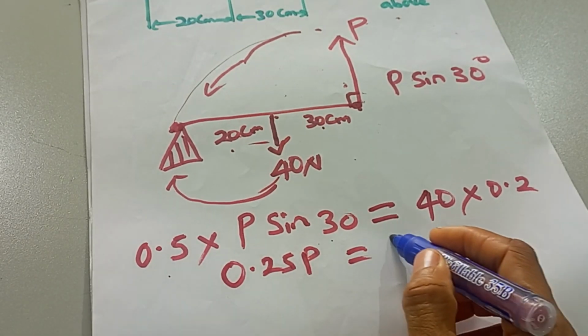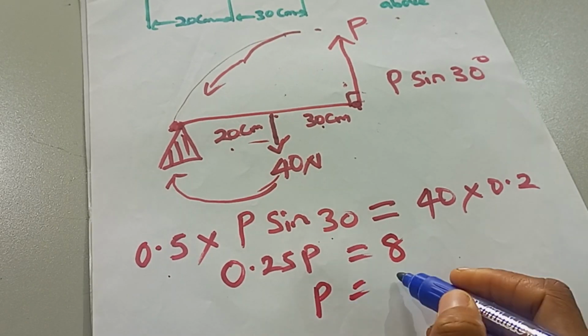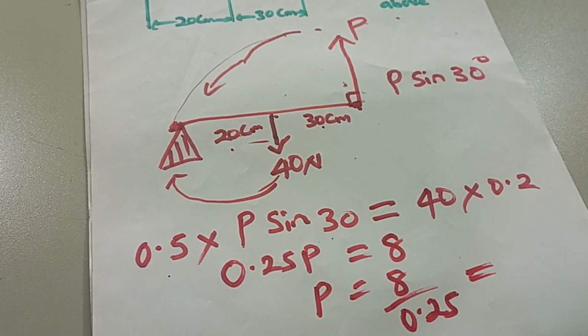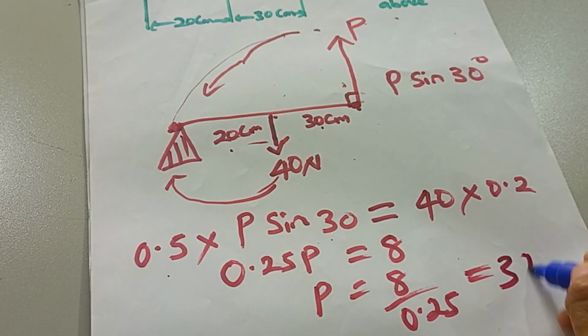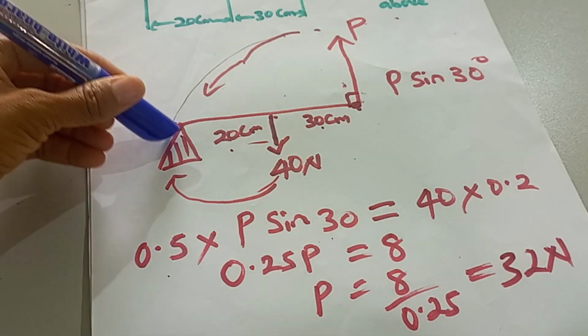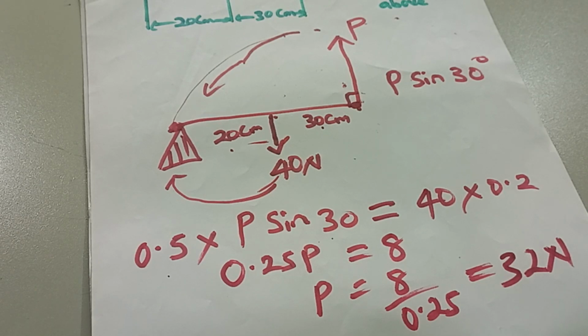8. So P is going to be 8 over 0.25. Divide by 0.25. That will give us 32 Newton. That is the answer to this question. Hope you understand it. Always take moment about the pivot. So let's go to the next question.